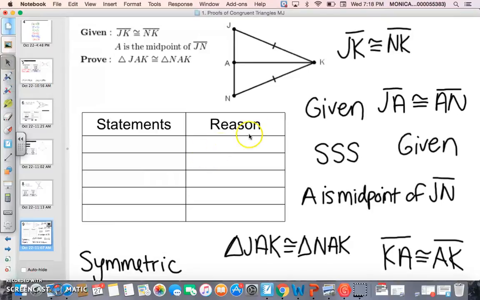All right, again, proving 2 triangles are congruent. This one's a little bit different. We've got to use a definition that we haven't used yet. So let's start with our givens, because that's where we should always start.